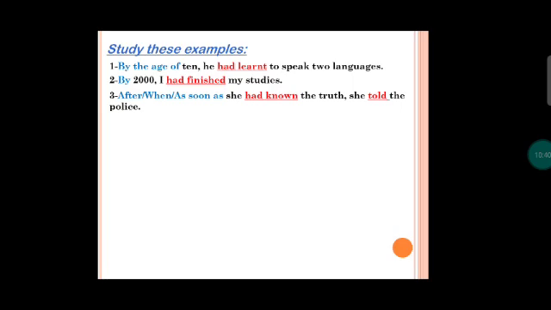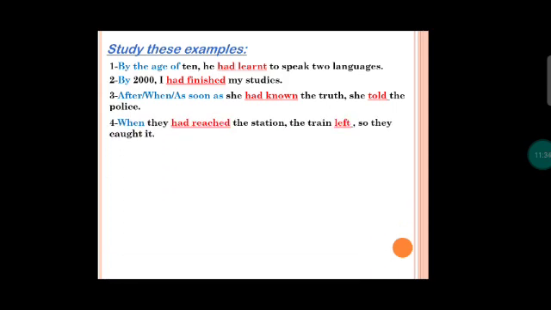After or when or as soon as she had known the truth, she told the police. Always keep in your mind which action happened first. This one, for example, I have to put in the past perfect. Which happened second? This one, so I must put it in the past simple tense. Okay? She knew the truth first. So here we say, after she had known the truth, she told the police. When she had known the truth, she told the police. As soon as she had known the truth, she told the police. Always remember, the action that happened first should be put in the past perfect, subject had plus past participle, and the second one in the past simple.